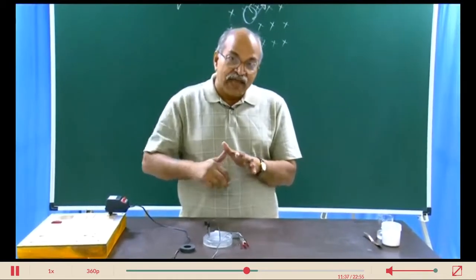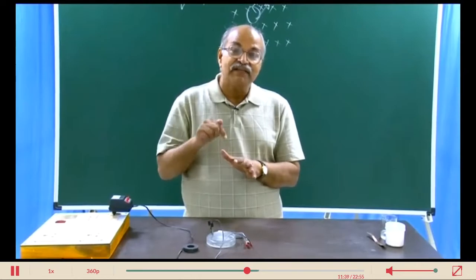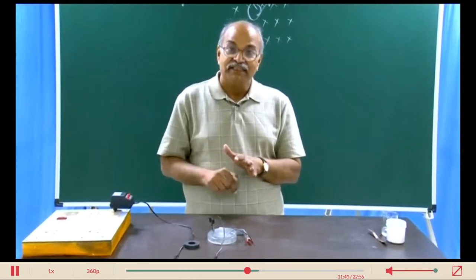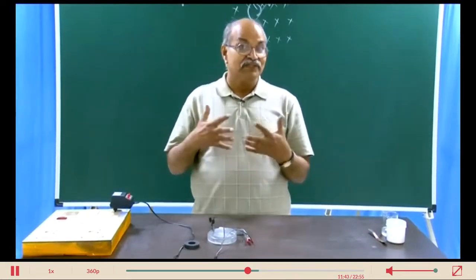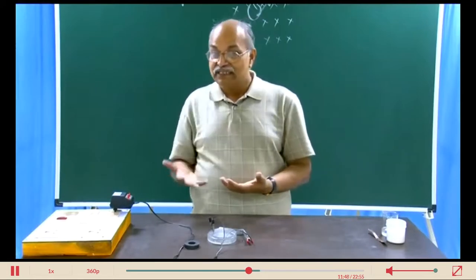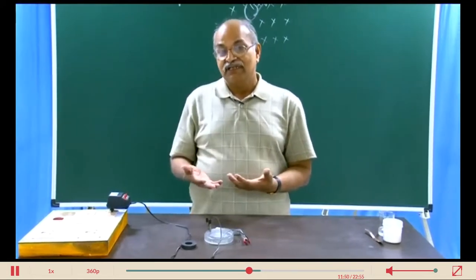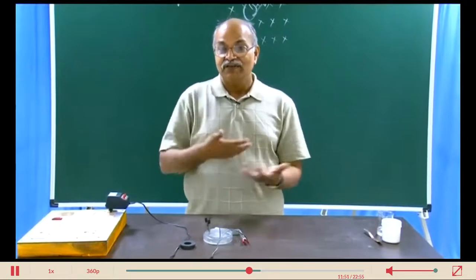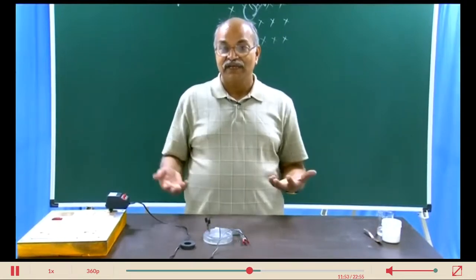If you invert the magnet, the magnetic field direction is reversed, and therefore the direction of force, q v cross B, is also reversed. Hence the force is in the opposite direction, and from clockwise it becomes anti-clockwise, or from anti-clockwise it becomes clockwise.